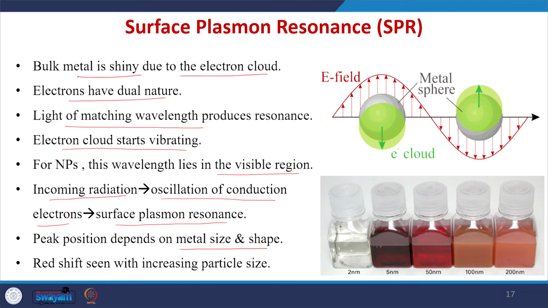Whenever you make the nanoparticle, we measure the absorbance using a UV visible spectrophotometer, and we get the absorbance maximum peak. And this peak position depends on the metal size and shape. There will be a red shift with increase in the particle size.